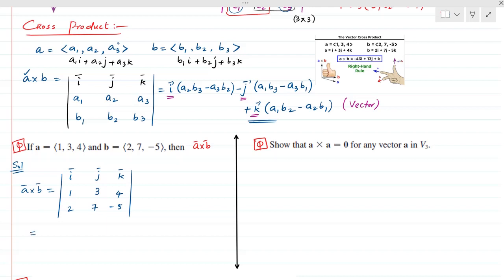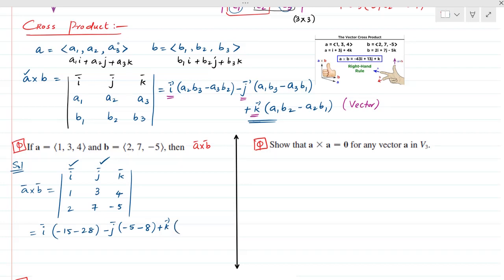Now you have to evaluate this determinant. If you evaluate this part, you will get -15 minus 28. This is done. The i component is finished. Next, minus j. Leave the row and column: 1 into -5 is -5, minus 2 into 4, which is 8. Plus, the j part is also done. Now what about the k value?